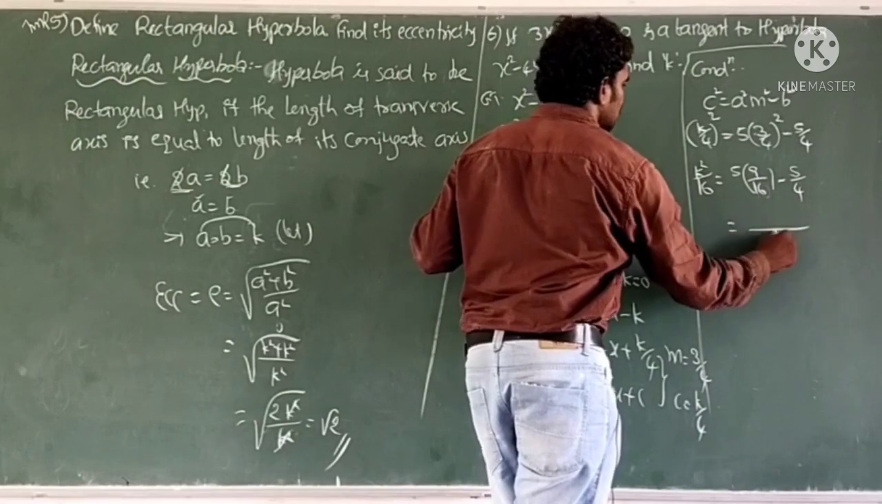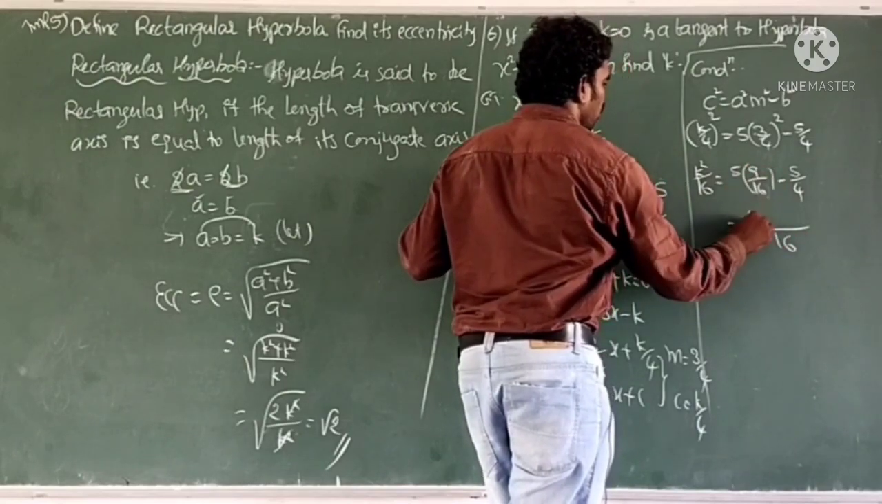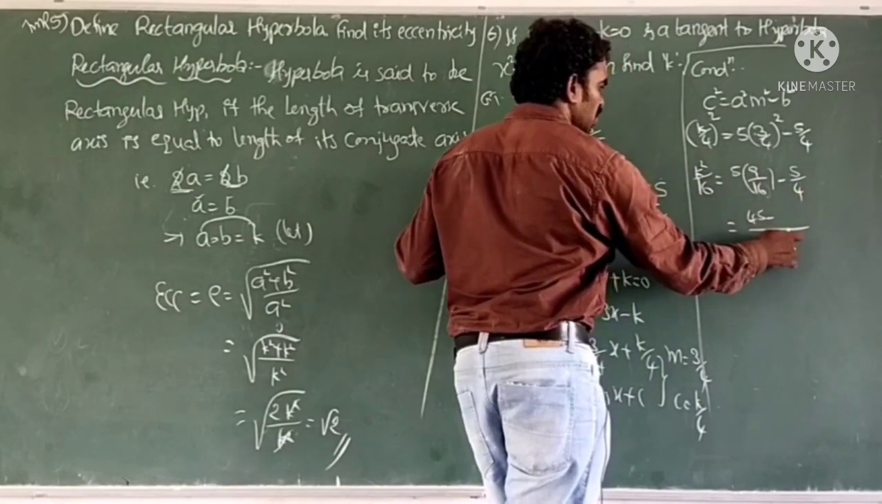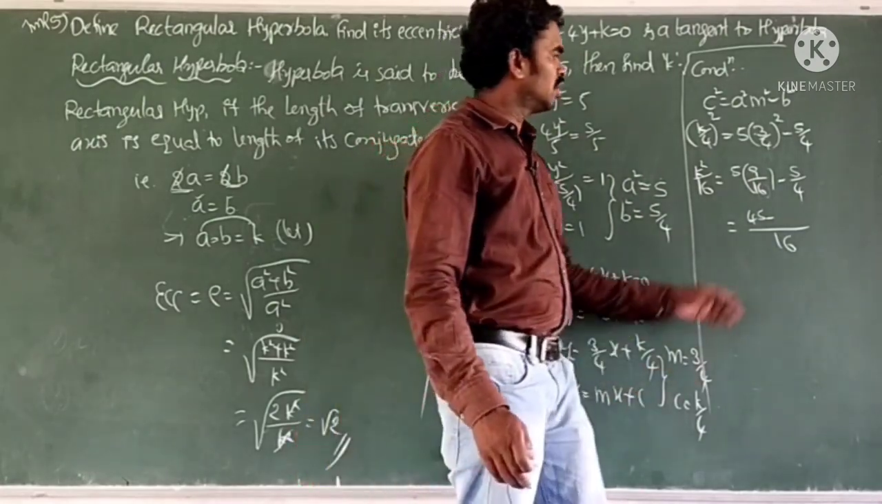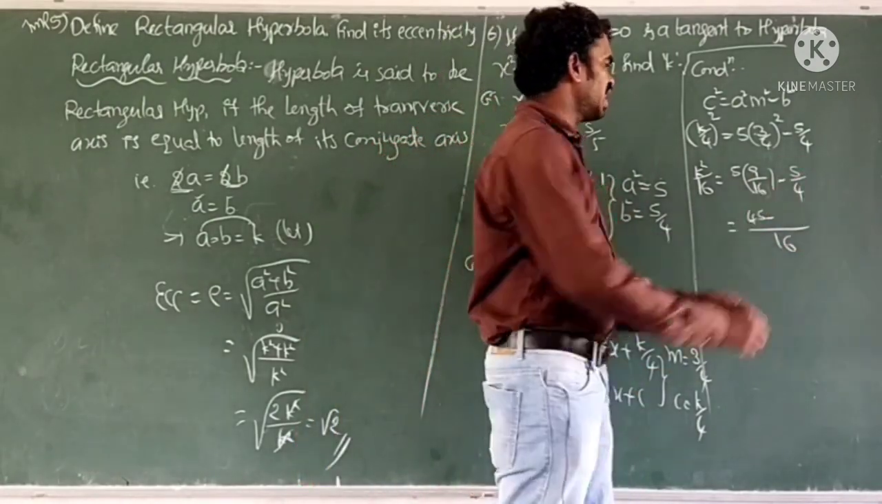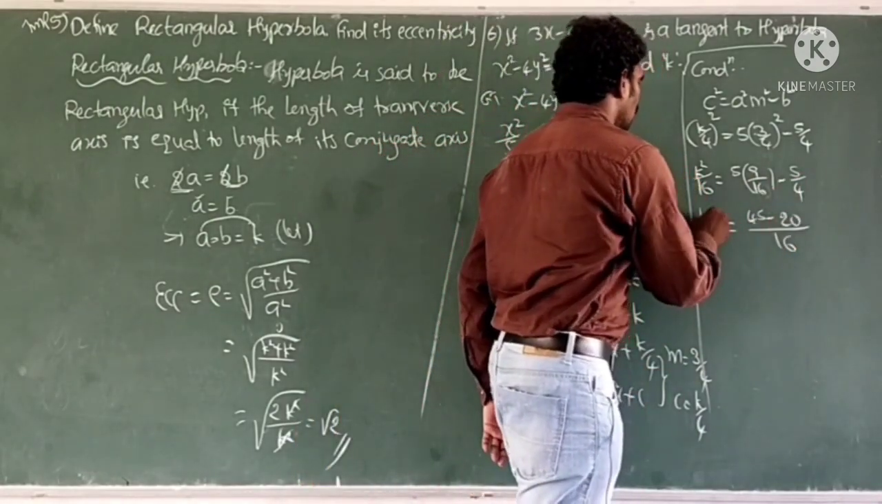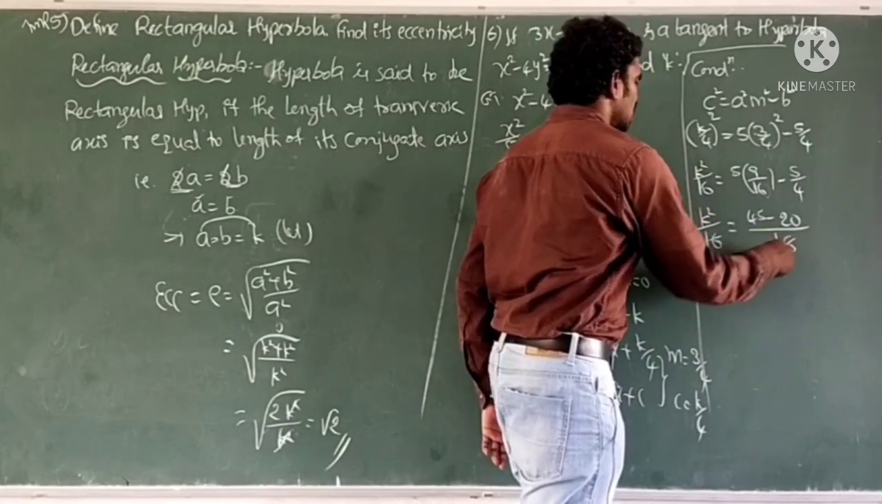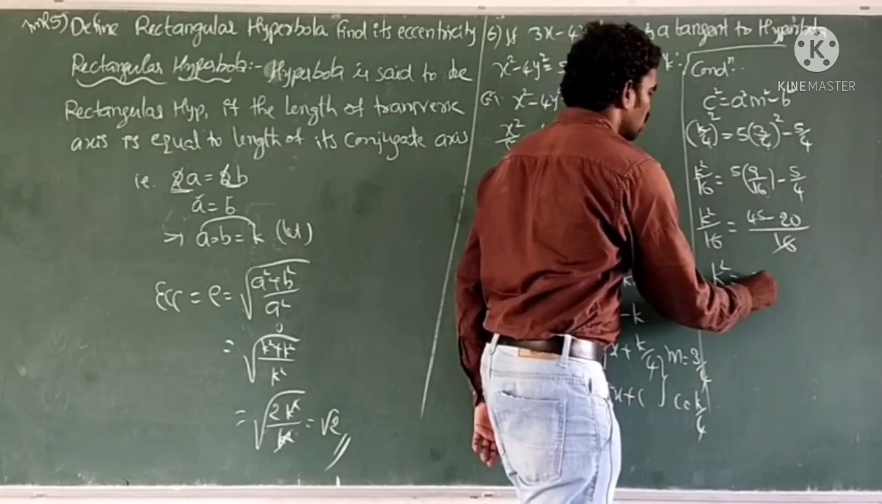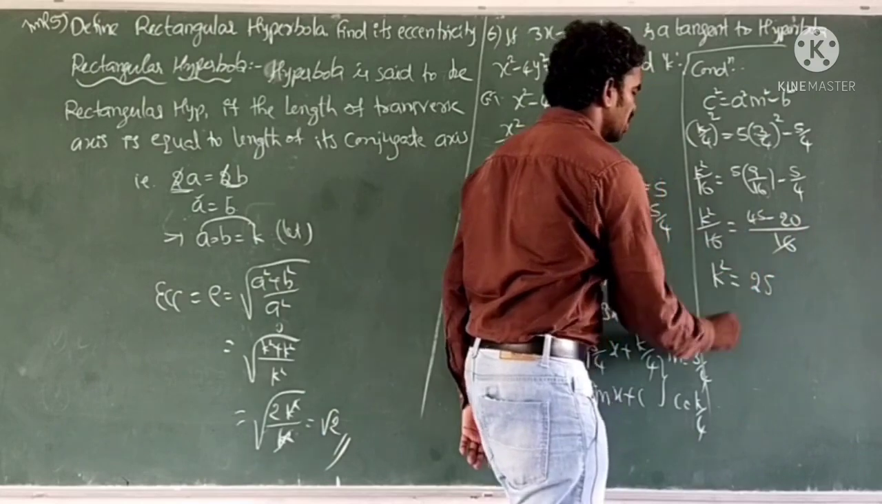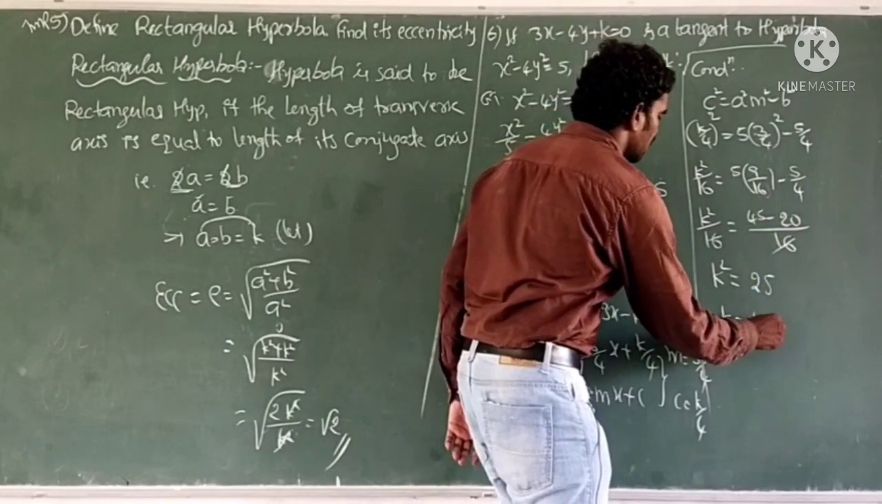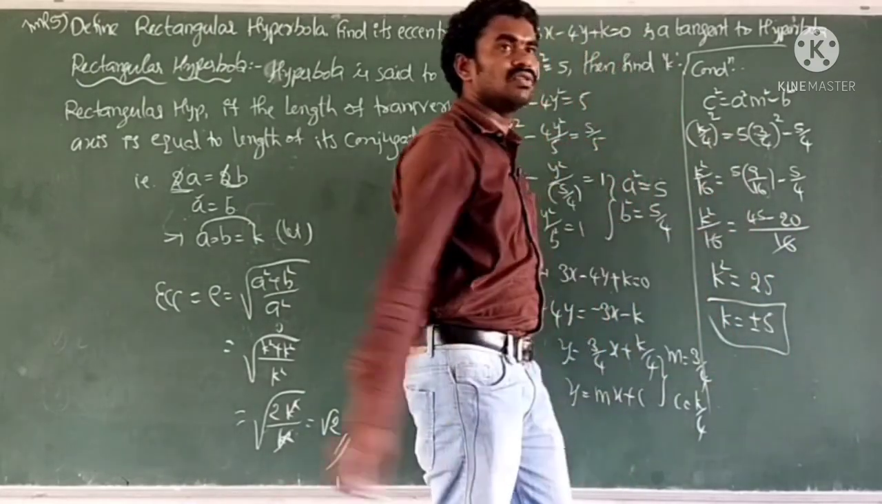So on the right side, the LCM is 16: 5 nines are 45, minus 4 fours, that is 4 into 5, 20. So k square by 16, 16 cancels, k square equal to 45 minus 20, which means 25. So k equal to plus or minus 5. So this is the k value.